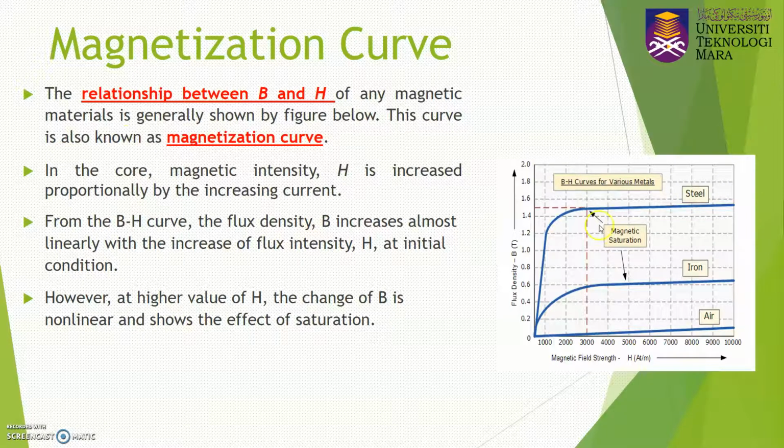Basically, this BH curve represents the curves for various materials. The BH curve for steel is here, this is the BH curve for iron, and this is the BH curve for air. As you can see, air has a lower permeability compared to iron, and iron also has a lower permeability compared to steel. The level of magnetic saturation is also different, depending on the permeability of that particular material.